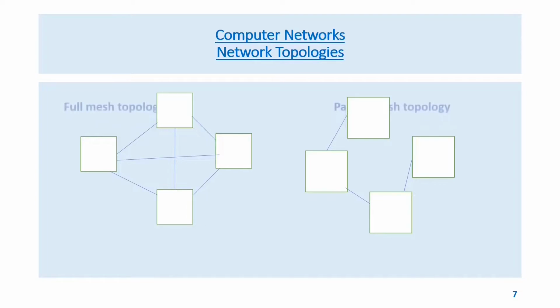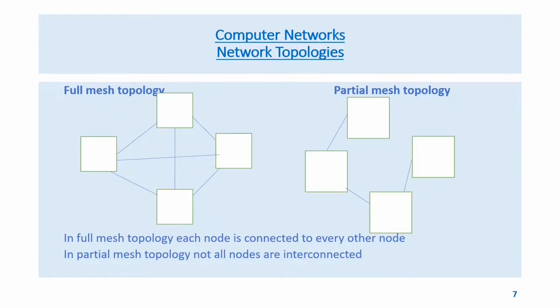Mesh topology. In mesh topology, there are two types: full mesh topology and partial mesh topology. In full mesh topology, each node is connected to every other node. So this is a full mesh topology. Here each node is connected to every other node. In partial mesh topology, not all nodes are interconnected, because this node and this node are not connected.